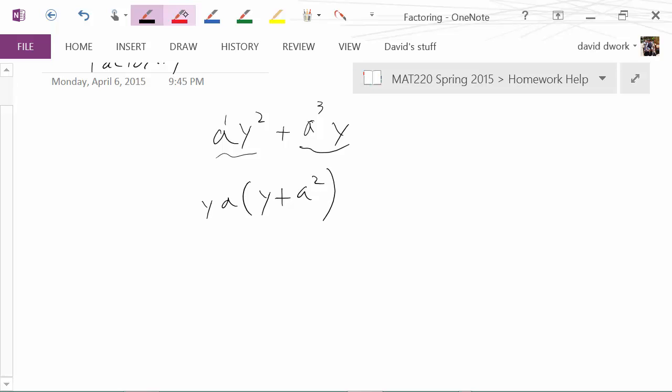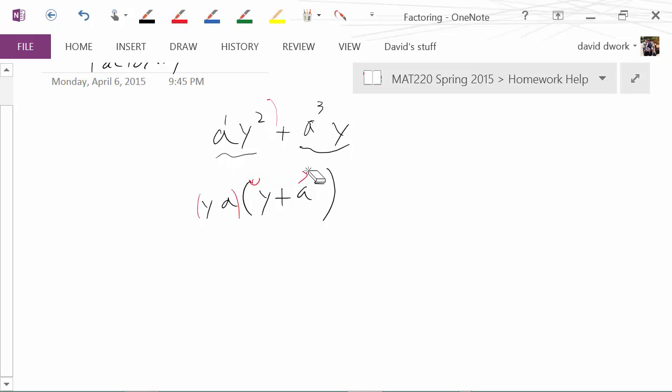And you do the quick 2 second check. If I take this stuff, multiply it back in, do I get back what I started with? Well, a times y would give me a y squared, perfect. And then a times y times a squared would give me a cubed y, perfect. All right, so yeah, we got the right thing.